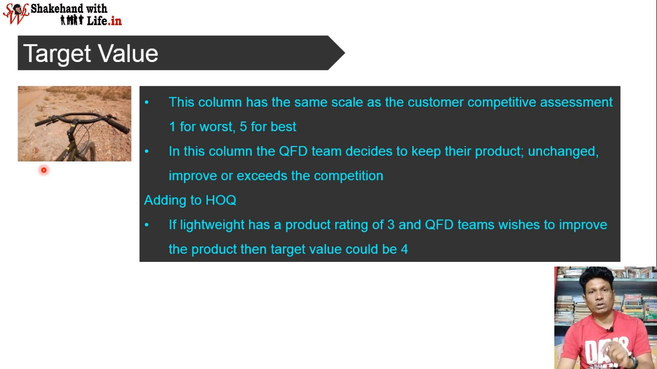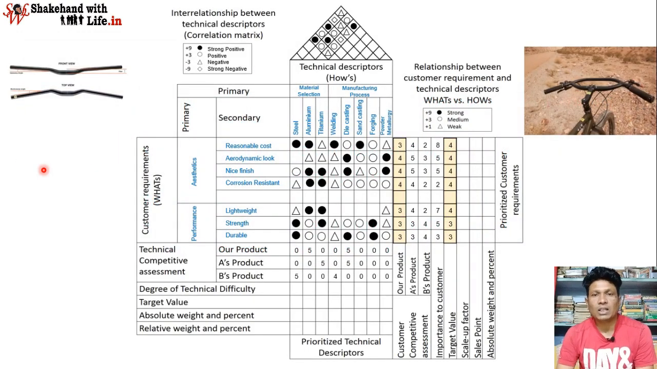To improve the product from 3 to 4. So 3 is the customer competitive assessment for our product, and 4 is the target value to improve the product. So here we can see in the house of quality again the target value for each customer requirement. For reasonable cost, it is 4 because we want to improve our product for this requirement. The QFD team wants to improve the product for reasonable cost.